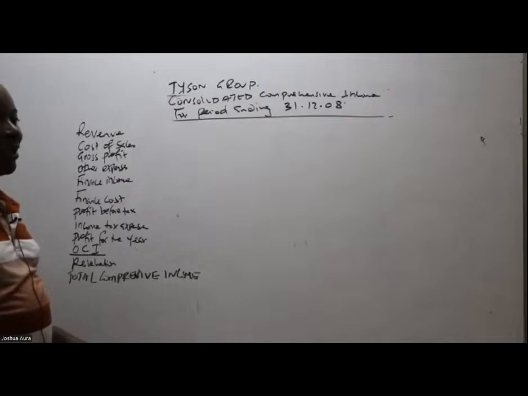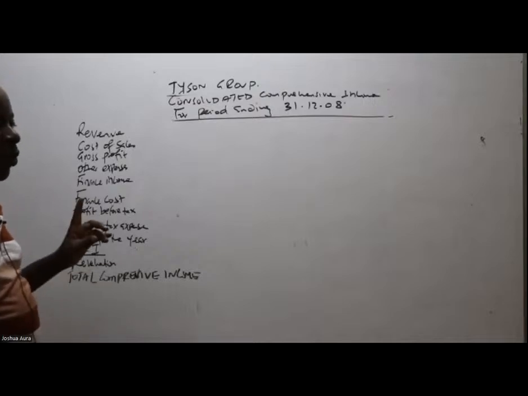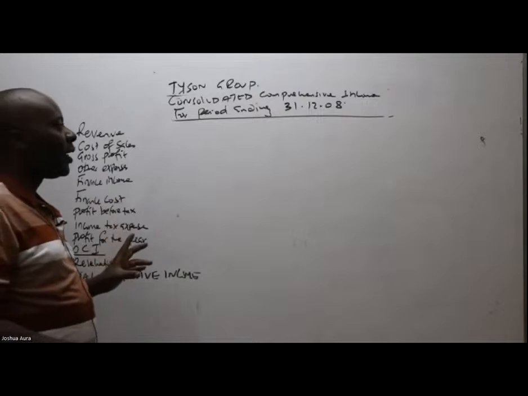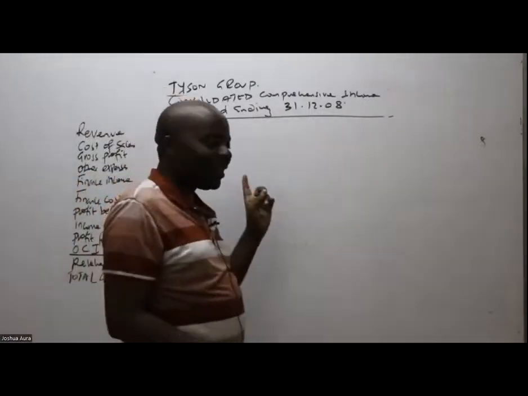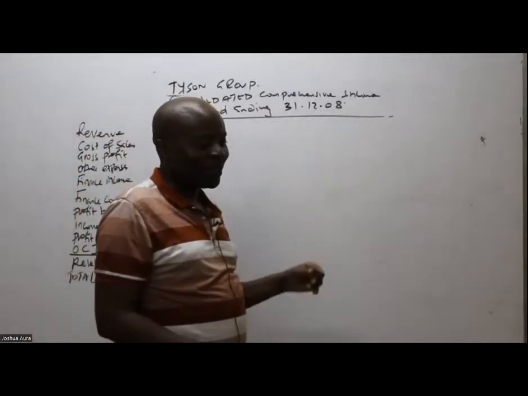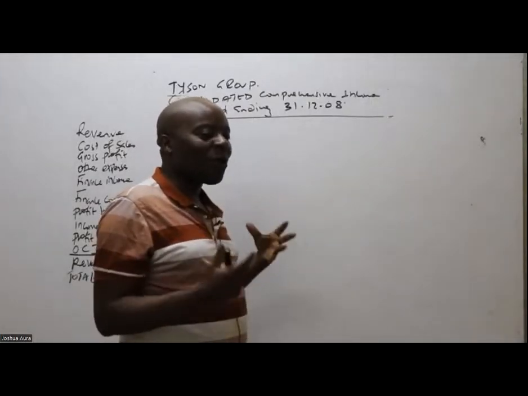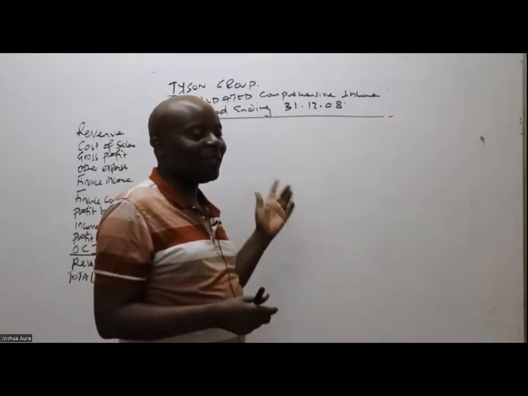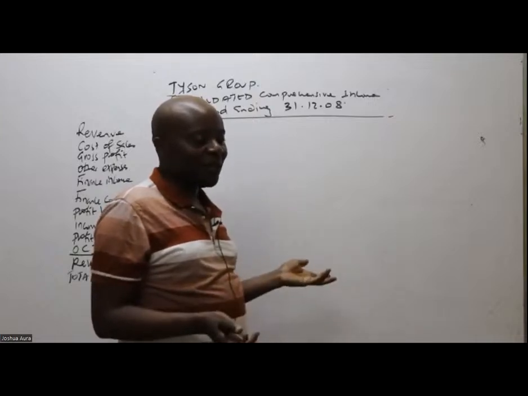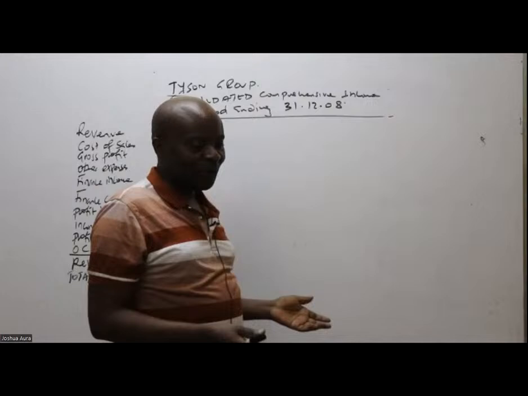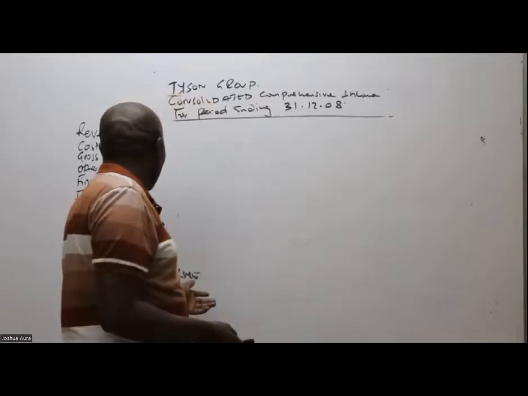Great. Now from there, I will remember one thing: we have an associate in this group structure. And when you have an associate, you only need to recognize its profits in the group comprehensive income. So in this case, come straight away.